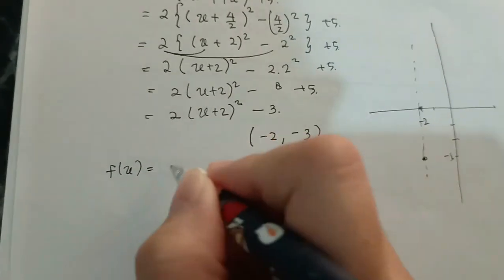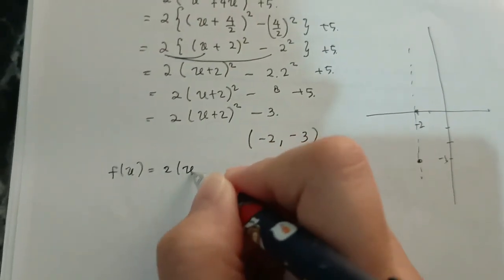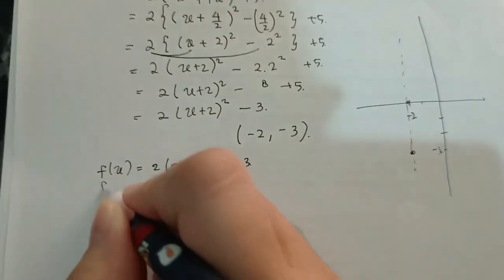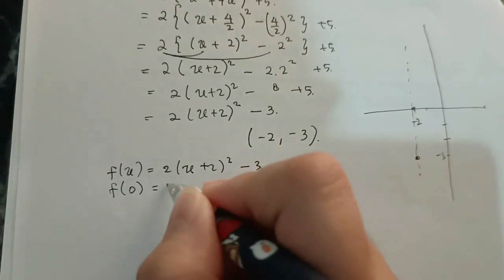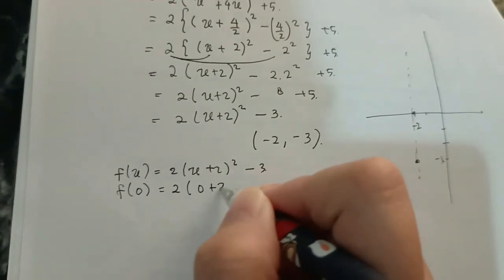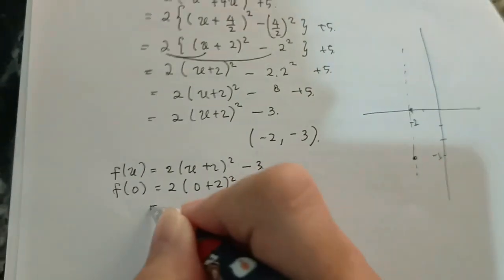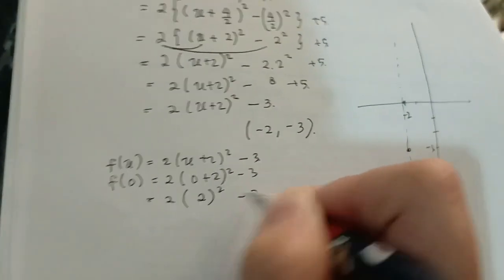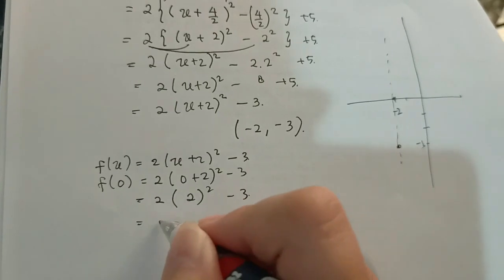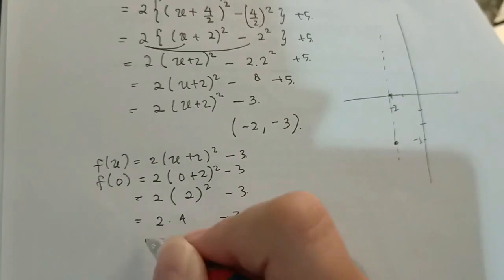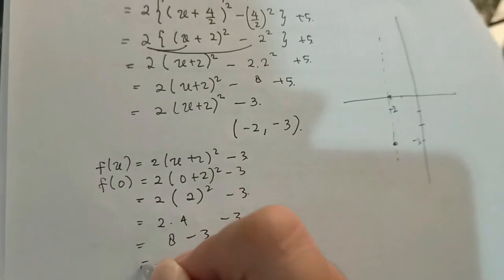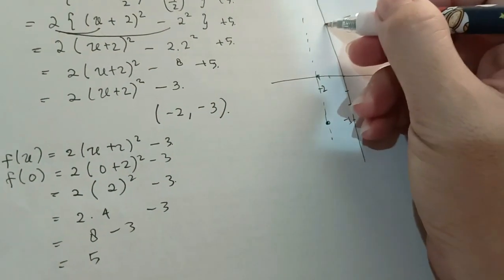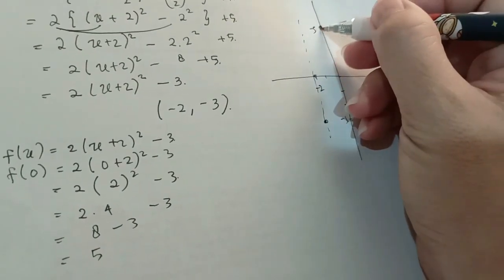f(x) equals 2 in the bracket, x plus 2 quadrat, minus 3. x is 0: 2 in the bracket, 0 plus 2 quadrat, minus 3. This is 2 multiplied by 4, minus 3. 8 minus 3 is 5. So when x is 0, it is 5 over here.